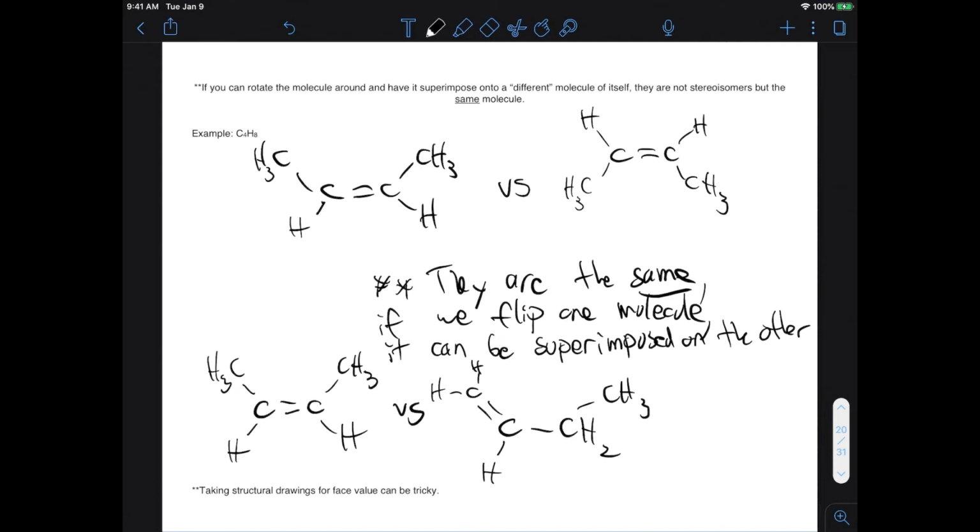Taking structural drawings at face value can be tricky. So we'll learn some tricks a little later on when we start being able to name molecules. It'll be more readily apparent what their relationship is to each other.